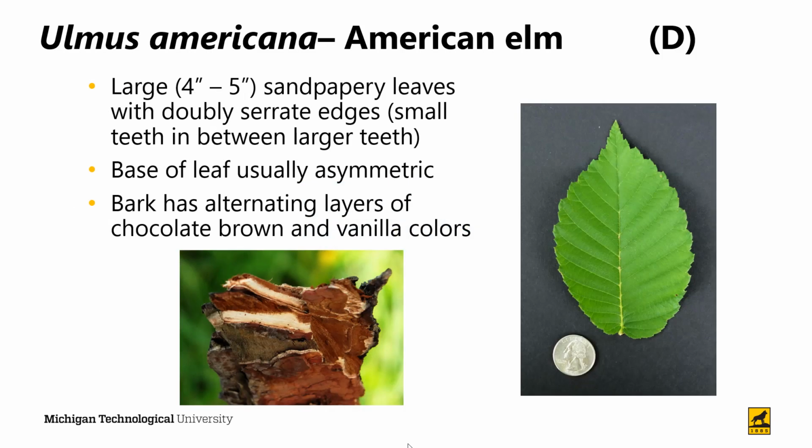The leaves of American elm are fairly large and have a sandpapery feel. Look closely at the leaf edge and you'll see 2 different alternating sizes of teeth. Also, the base of the leaf is asymmetric. One side is usually larger than the other. A diagnostic feature of American elm is the bark. Carefully remove a plate of bark and look at the alternating layers of chocolate and vanilla colors. No other elm has this.